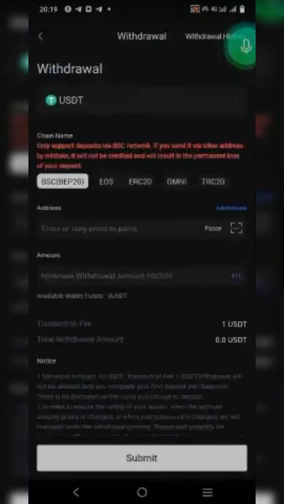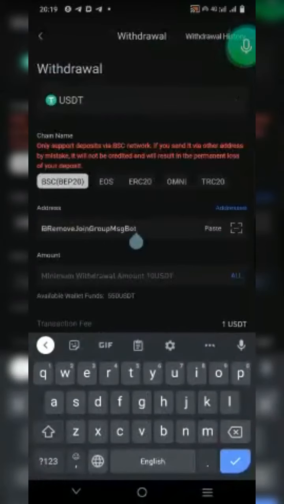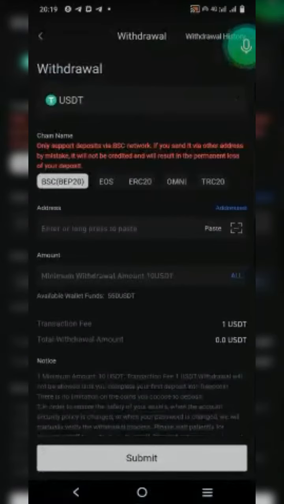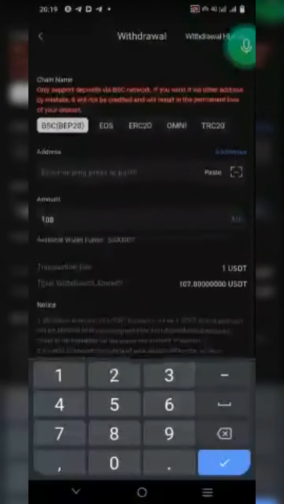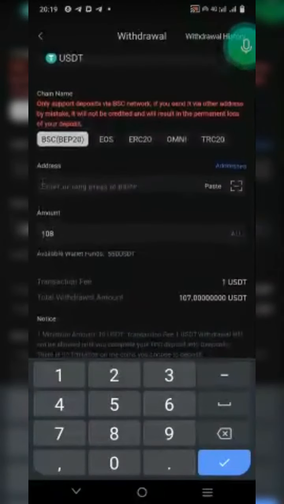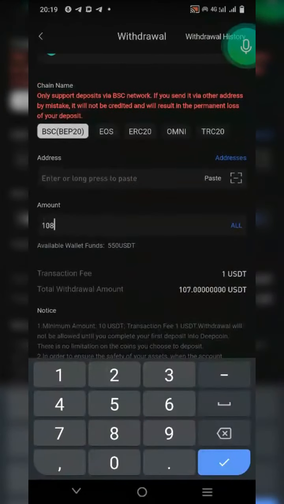When you click on withdraw, you see the terms and conditions about withdrawing. Paste which wallet address you want to withdraw to. Just paste anything. And then select which amount you want to withdraw, assuming I want to withdraw 100. So I think if I'm withdrawing to Binance Smart Chain, I have a transaction fee, like a withdrawal fee. You see, I included 108. There's a withdrawal fee of 1 USDT, which makes me have 107 USDT when I withdraw.